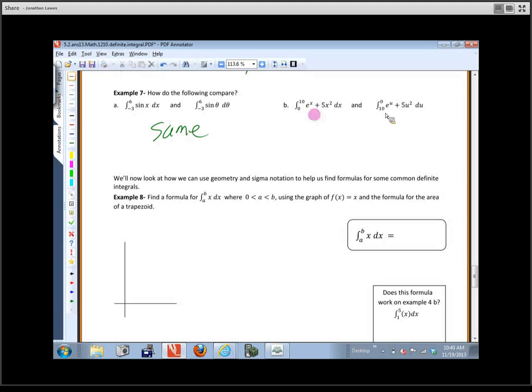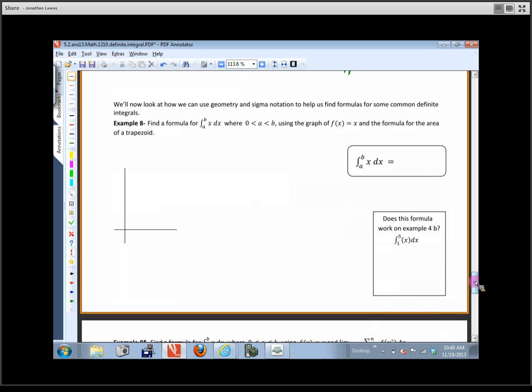Let's take a look at this right here. The integral from 0 to 10 of e to the x plus 5x squared dx and the integral from 10 to 0 of e to the u plus 5u squared du. Opposites. We don't have to know what they are right now, but we can use properties of integrals to figure out how they relate to each other.